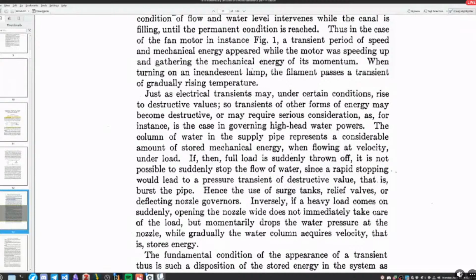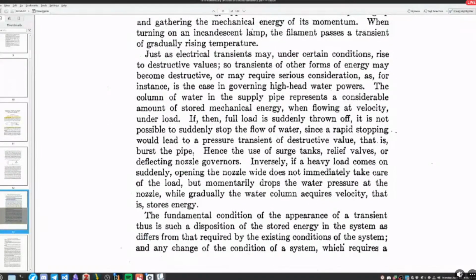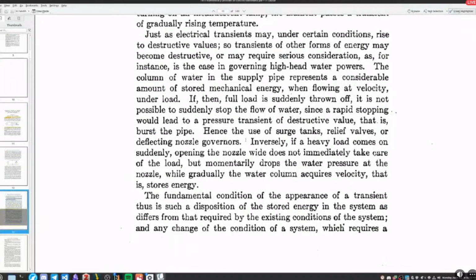The column of water in the supply pipe represents a considerable amount of stored mechanical energy, when flowing at velocity under load. If then full load is suddenly thrown off, it is not possible to suddenly stop the flow of water, since a rapid stopping would lead to a pressure transient of destructive value, that is, burst the pipe. Hence, the use of surge tanks, relief valves, or deflecting nozzle governors.